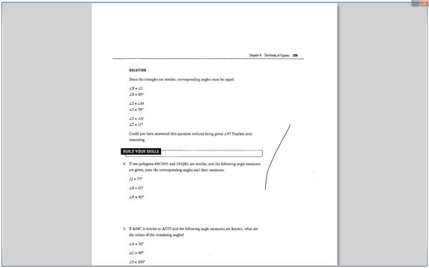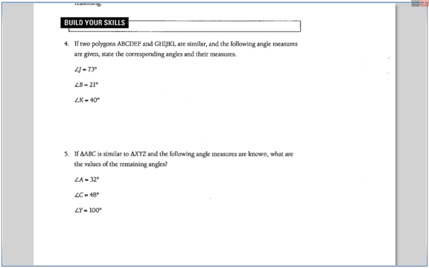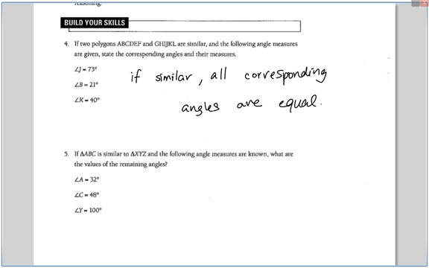Okay, let's go to example 4 here. It says if two polygons are similar and the following angle measures are given, state the corresponding angles and their measures. Well, if similar, all corresponding angles are equal. And in fact, when you're doing your test, you're going to feel like questions like this are almost too easy, too good to be true. But it is in fact true.